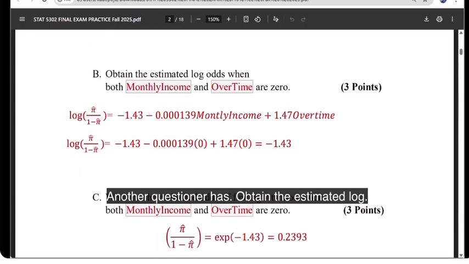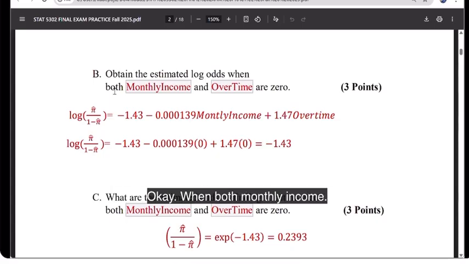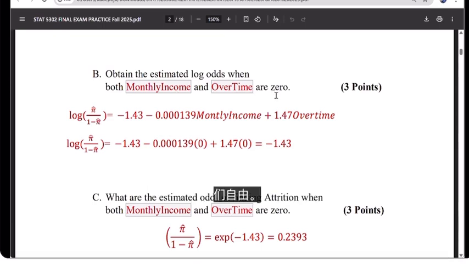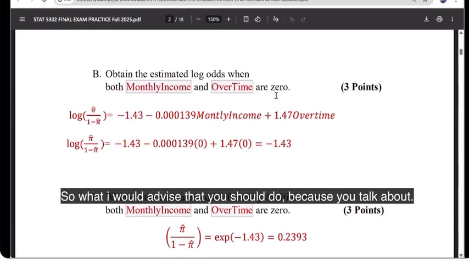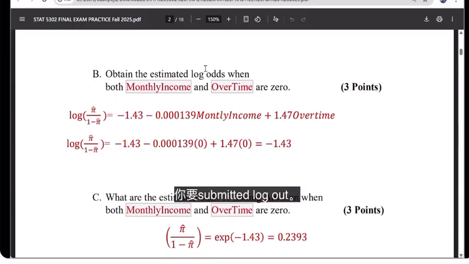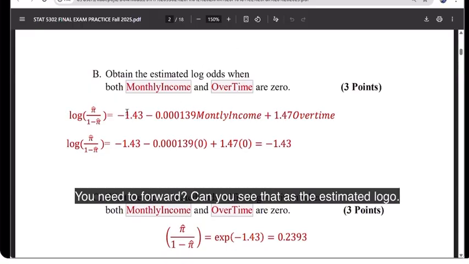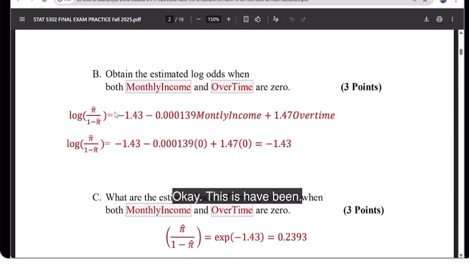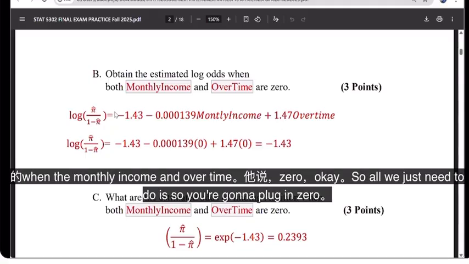Another question I have: obtain the estimated log odd when both monthly income and overtime are zero. What I would advise is that, because they talk about the estimated log odd, you first write the estimated log odd. Can you see that? That's the estimated log odd. This is the logistic regression in a log odd form, which we also call a logit form.